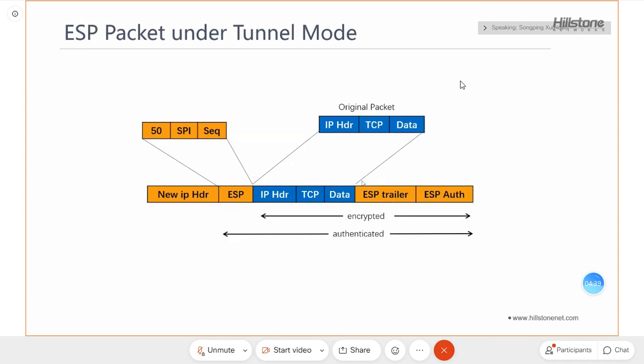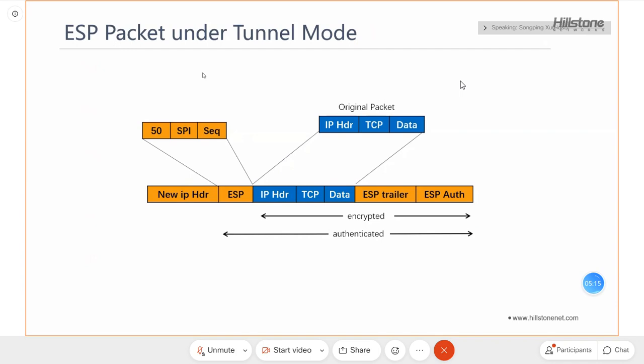Here is the ESP packet under the tunnel mode. As you can see here, the ESP header was added between the new IP header and also the original IP header. The ESP header includes the protocol number of the ESP, which is 50, and the security parameter index and the sequence. It will provide both encryption and authentication for the original IP packets.